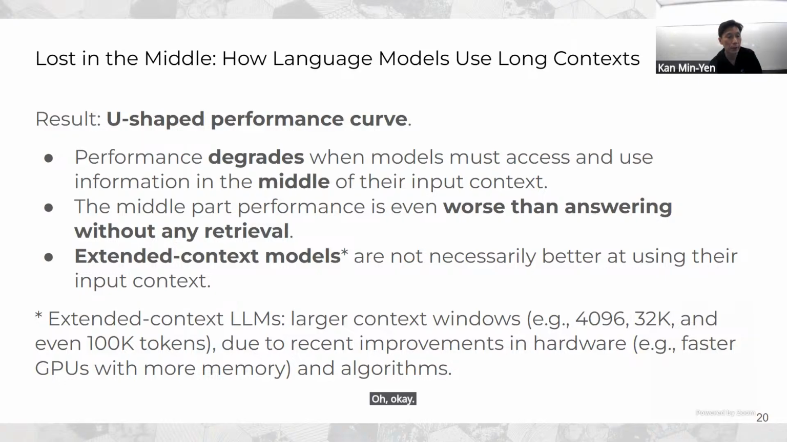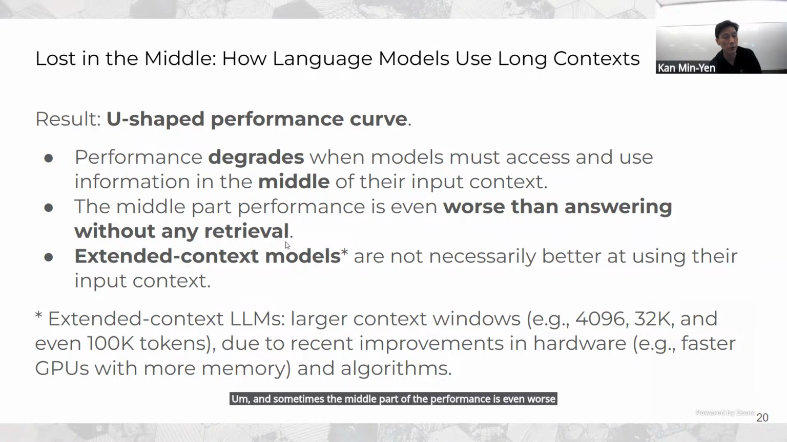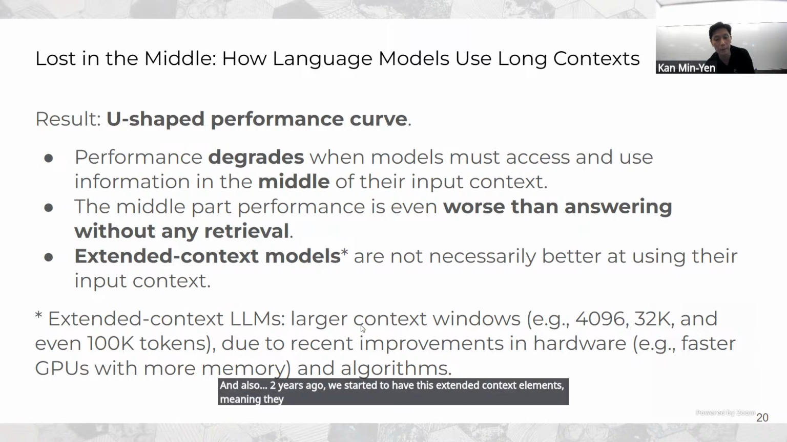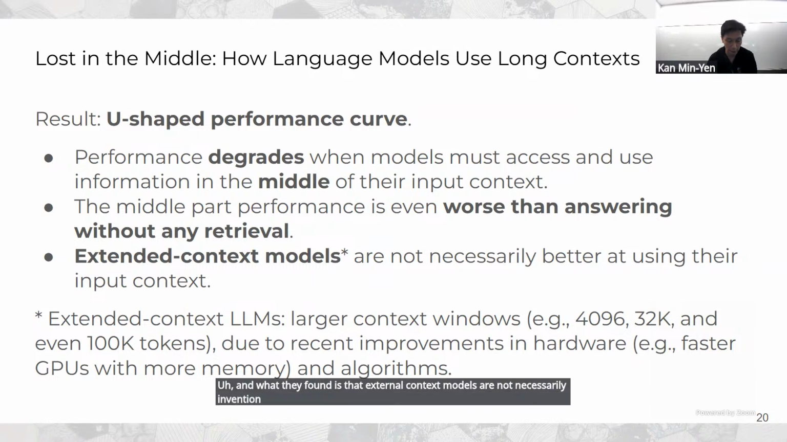Okay. So these are the observations. We notice that the performance degrades when the information is in the middle of the input context. And sometimes the performance in the middle is even worse than answering without any retrieval. And also, as of 2 years ago, we started to have these extended-context LLMs, meaning they have larger context windows, like 4K, 32K, and even 100K tokens. I think 2 years later now, we have even larger context windows. And what they found is that extended-context models are not necessarily better at using input context.